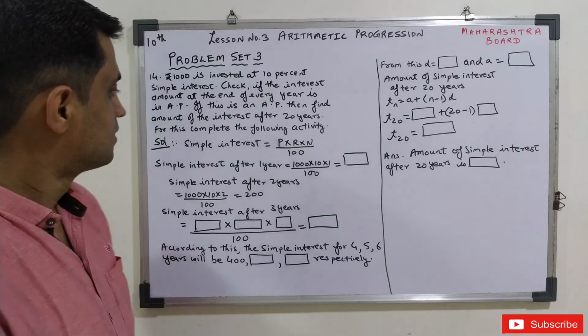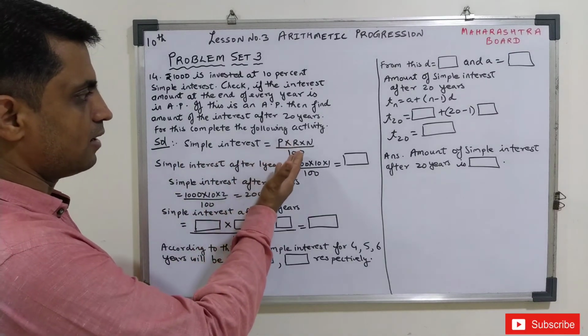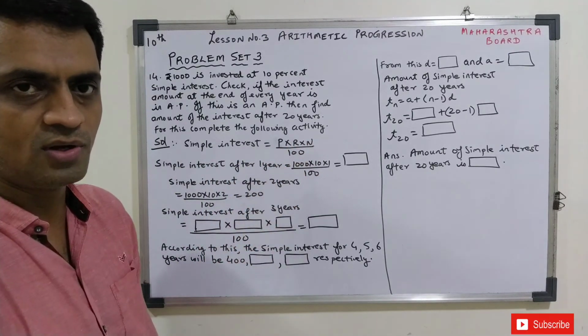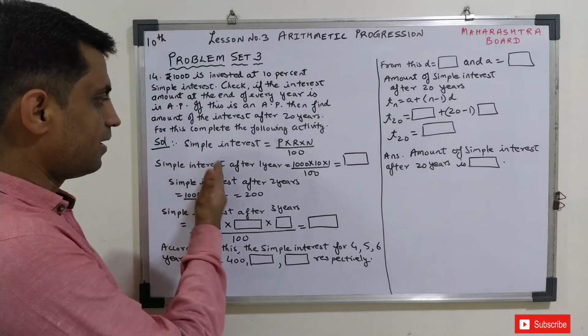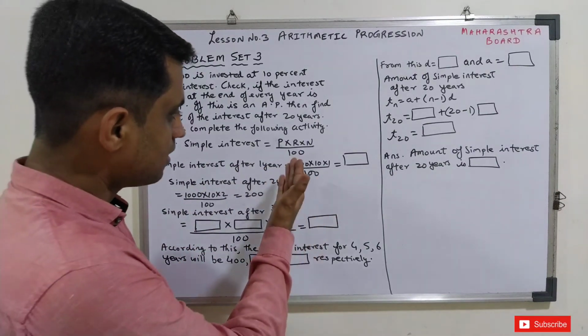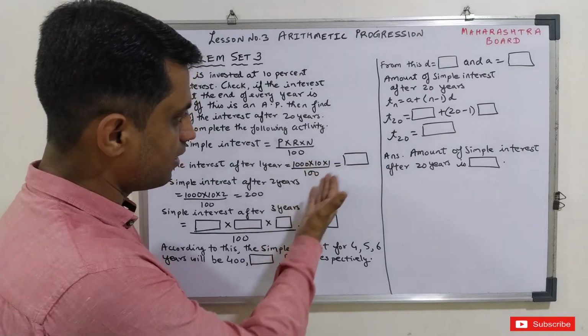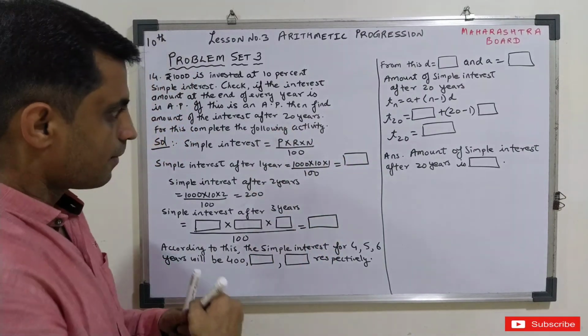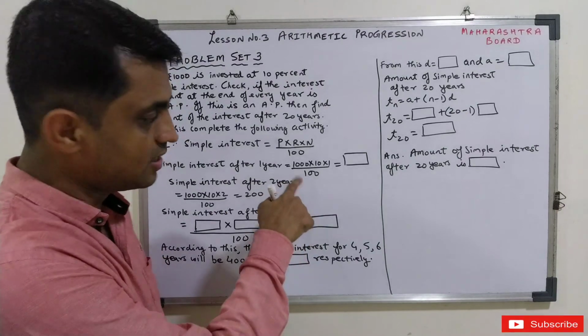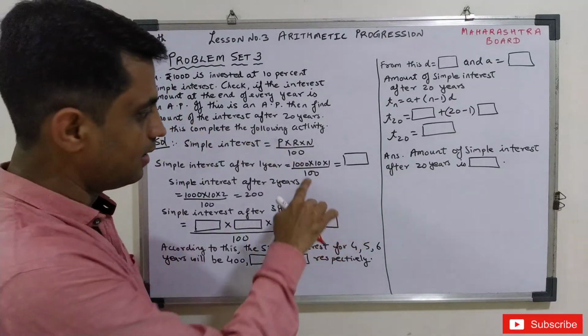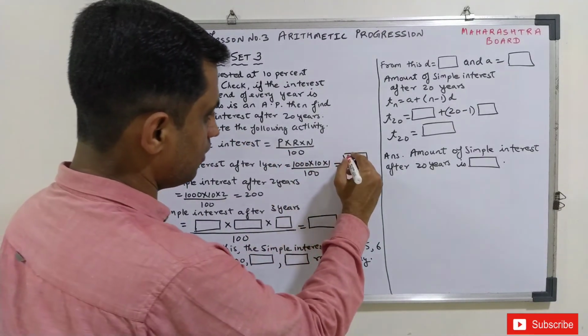Let us solve. Simple interest formula is given P into R into N upon 100, which you will learn in lower standard. So simple interest after 1 year is 1000 into 10 into 1 upon 100. So what will be there? I'm writing with the red pen. Don't cancel 0 here. Just do mentally. 0 0 get cancelled. What will be there? Rupees 100.